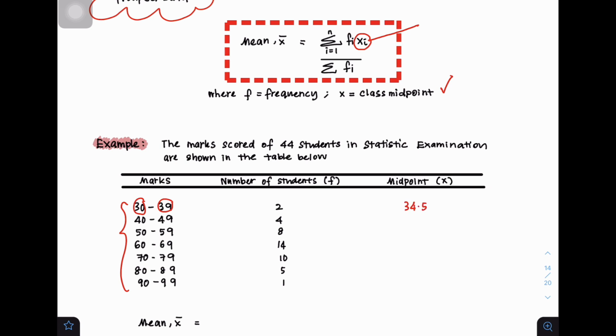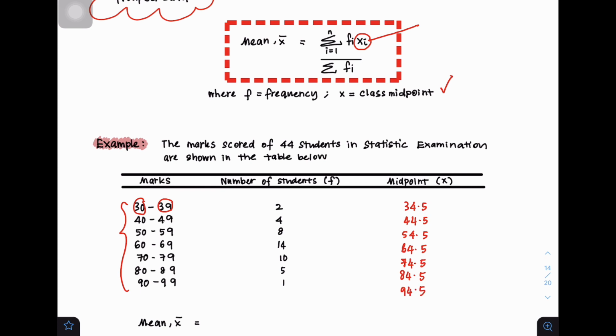Okay, 40 plus 49 is 89. As 89 divide by 2, you will get 44.5. 50 plus 59 is 109. 109 divided by 2, you will get 54.5. 60 plus 69 is 129. 129 divided by 2, you will get 64.5. 70 plus 79 is 149. 149 divided by 2, you will get 74.5. 80 plus 89 is 169. Divide by 2, you will get 84.5. And the last one, 189 divided by 2 is 94.5.